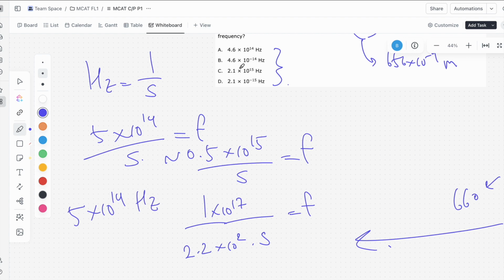Now, you'll notice there is no 5 here, but the closest answer is A, 4.6, which does get rounded up to 5. So it is likely that A is going to be our answer here, as it is closest to our calculated value.